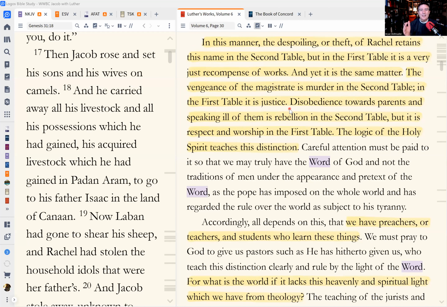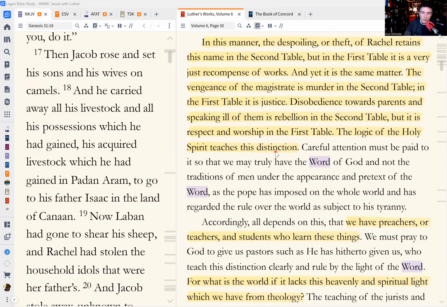Do you see this? In other words, if someone gets capital punishment and is put to death, according to the second table, we call it murder. According to the first table, we call it justice, because God has commanded it. This disobedience towards commandments and parents, and speaking ill of them, is rebellion in the second table, but it's respect and worship in the first table. The logic of the Holy Spirit teaches this distinction.